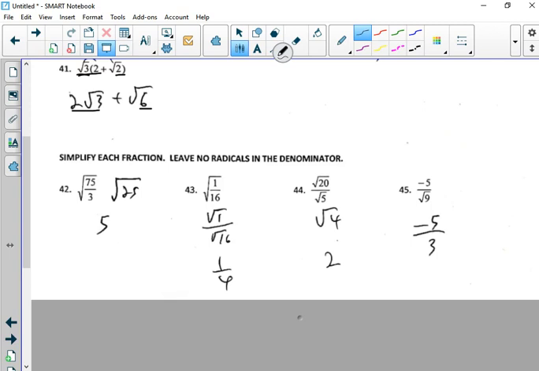All right. You don't have to rationalize any of these because 3 goes into 75 25 times. It just reduces, and that's 5. This is radical 1 over radical 16, which is just 1 over 4. Again, you do not have to rationalize radical 5 here because 5 goes into 20 4 times, and the square root of 4 is 2. And 45, you don't have to rationalize because this simplifies to 3, so it's just negative 5/3.